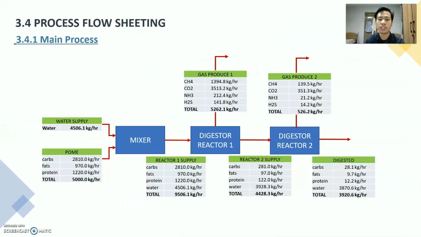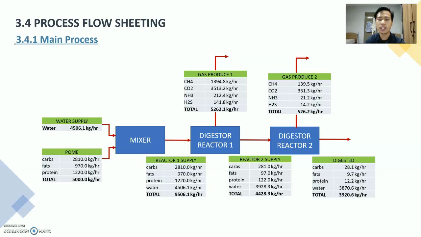Therefore, based on our mass balance, we have decided to mix a total of 5,000 kg per hour of pomade with 4,506 kg per hour of water in order to produce a total of 52% of pomade and 48% of water. The mixture was fed into the first reactor with 90% conversion of biogas.